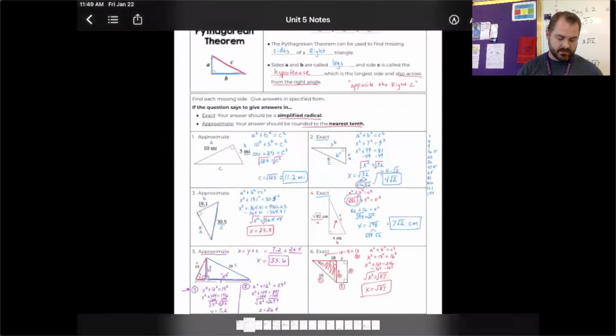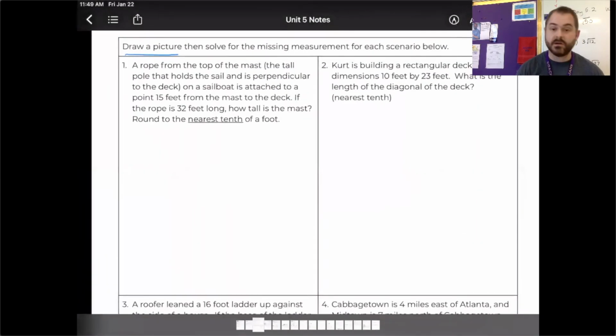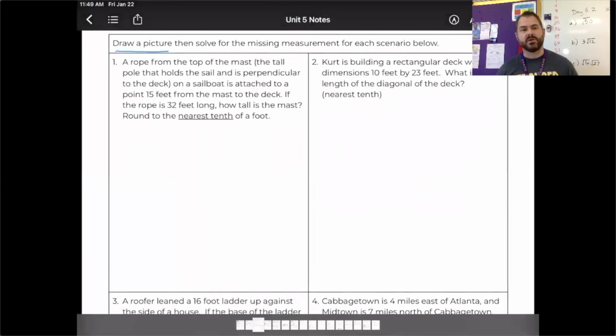Let's keep moving. The last part of our notes here, we're going to focus on some application problems where we're going to be given a word problem. But again, the emphasis is that we're using the Pythagorean theorem. So we need to have a right triangle. So each of these situations can be represented by a right triangle. So the first thing you're going to need to do is draw a picture.